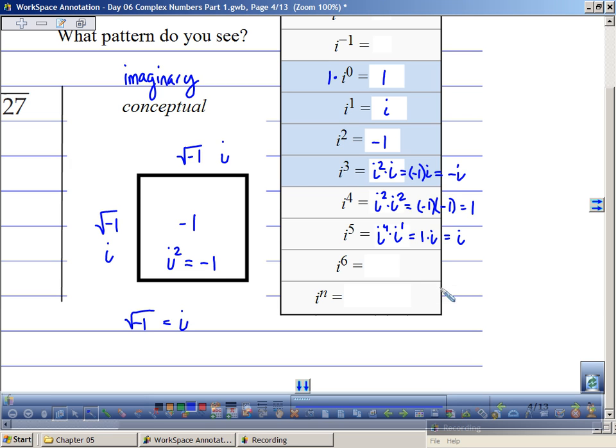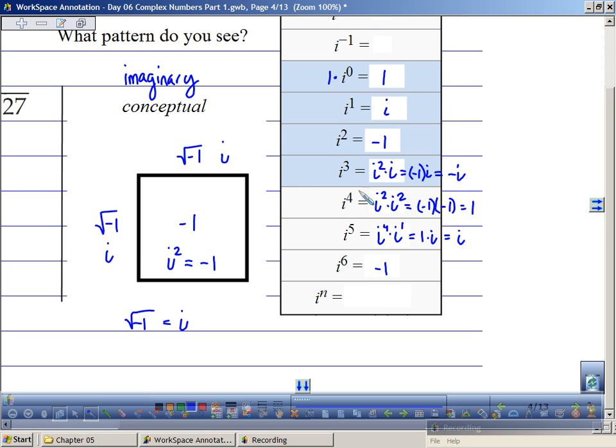We'll get there. Yes, there's a pattern. You should see the pattern coming. So we started with 1, i, negative 1, negative i. Then 1, i, what do you think this is going to be? Negative 1, and the next one will be negative i.